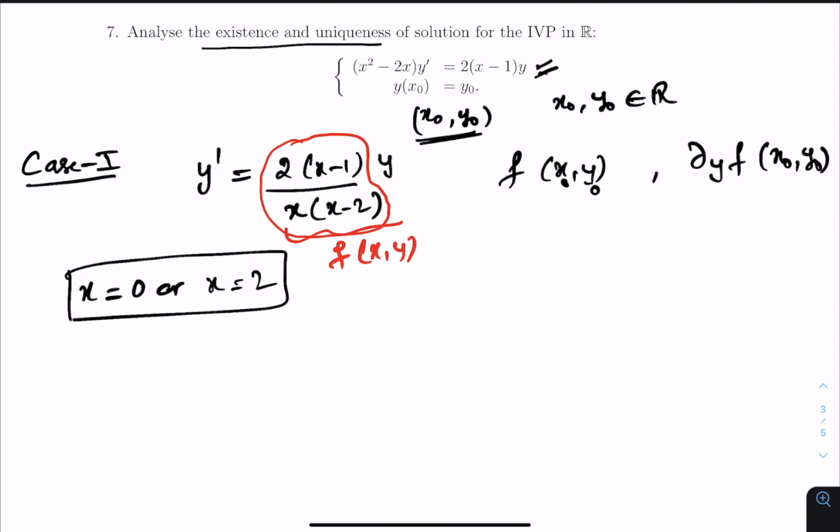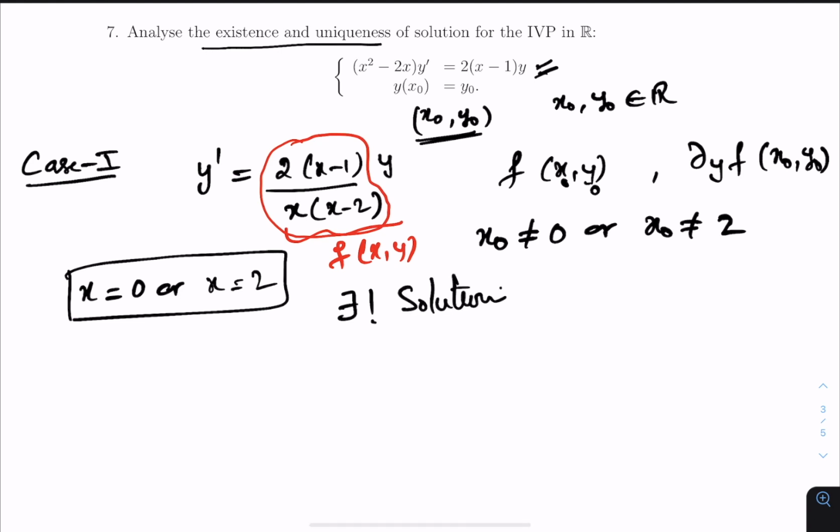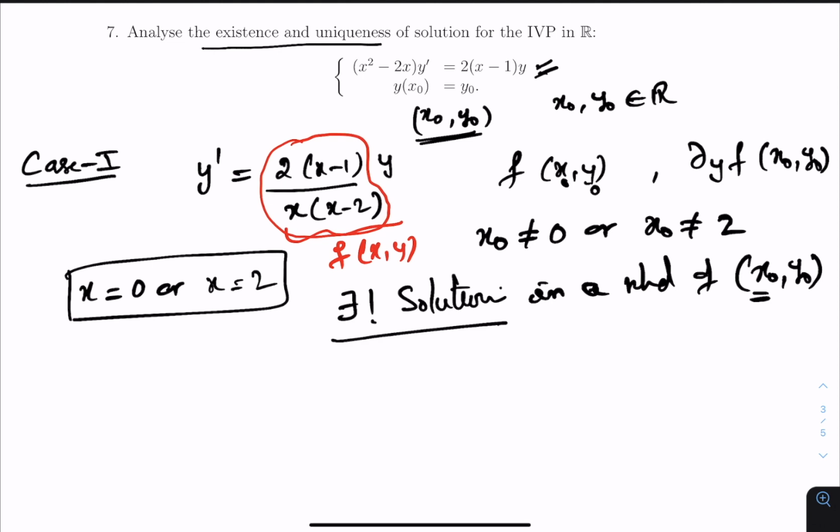So whenever x0 is not equal to 0 and x0 is not equal to 2, by Picard's theorem there is a unique solution y to this ODE in a neighborhood of x0, y0. In other words, there is an interval around x0 in which there is a unique solution, as long as x0 is not equal to 0 and not equal to 2.